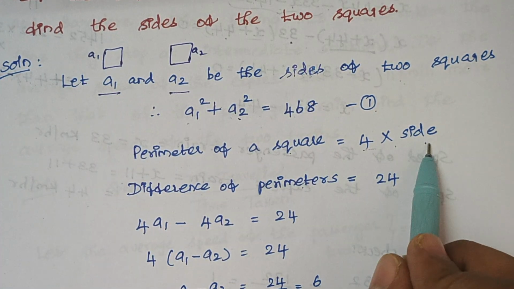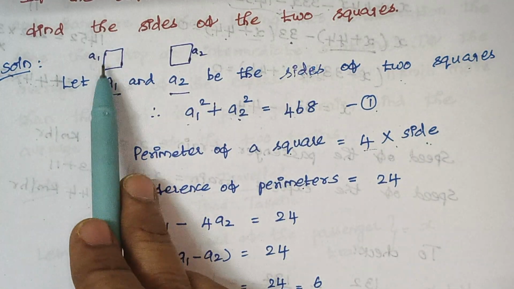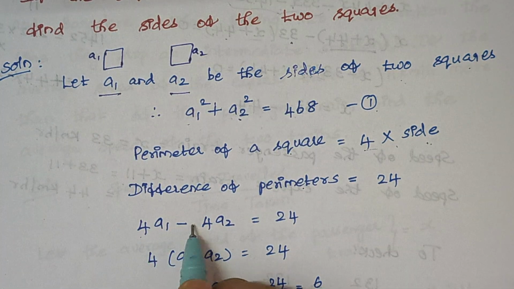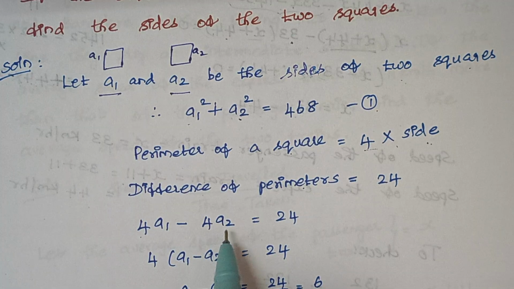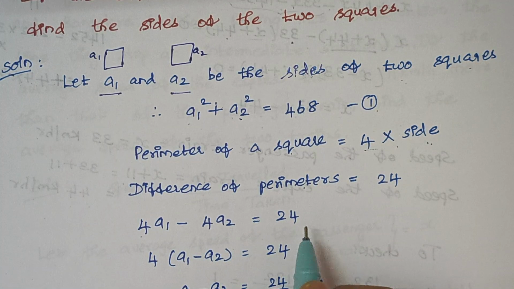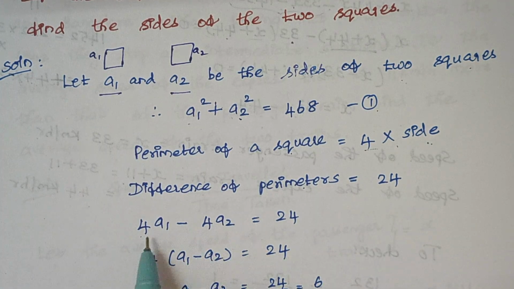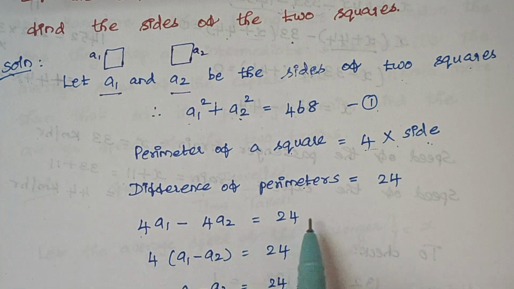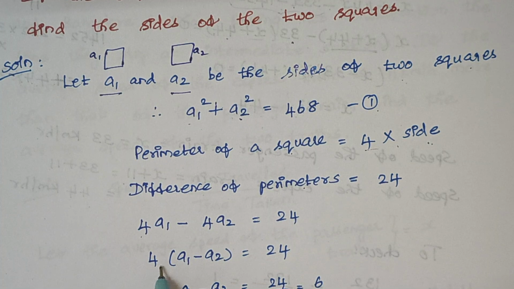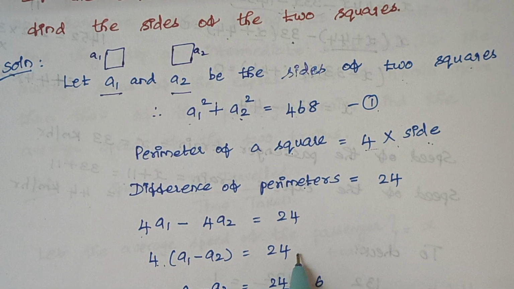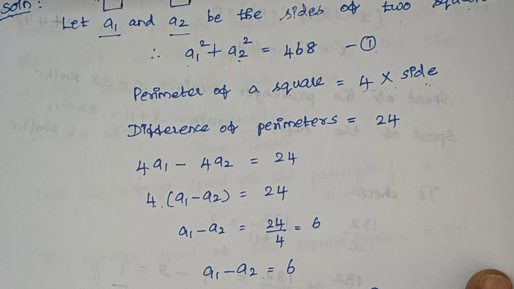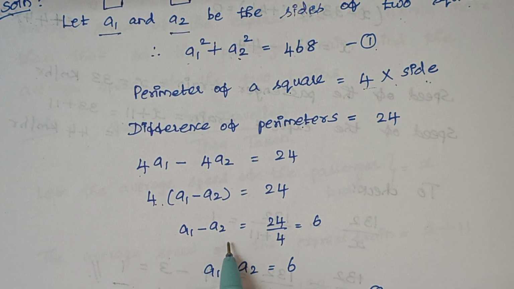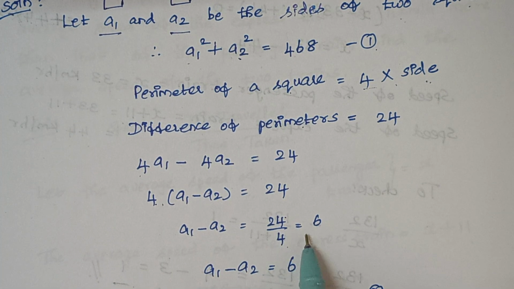This is the basic formula. Here the value of side is A1. So, 4A1 minus 4A2 is equal to 24. This is the difference of perimeters. So, in this statement, we can take this 4 commonly outside. So, 4 into (A1 minus A2) is equal to 24. And when you solve, A1 minus A2 is equal to 24 by 4, which is equal to 6.